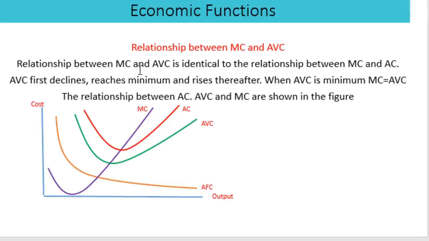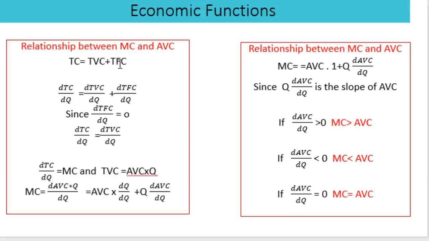The relationship between the marginal cost and average variable cost is identical to the relationship between MC and AC. Average variable cost first declines, reaches a minimum, and rises thereafter. When AVC is minimum, MC equals AVC, and the relationship between the AVC and MC is given in the figure. This can be proved as follows.